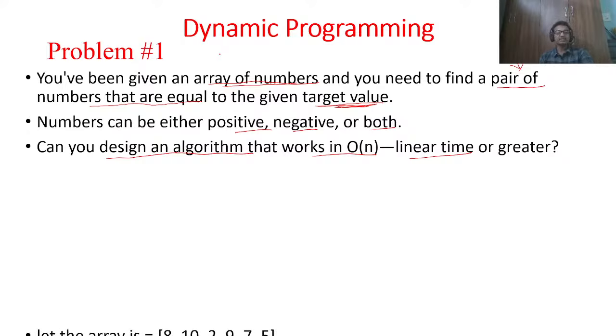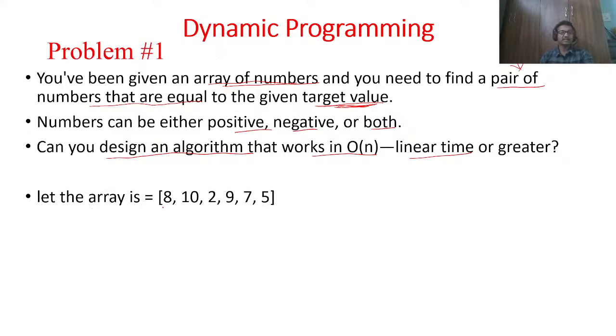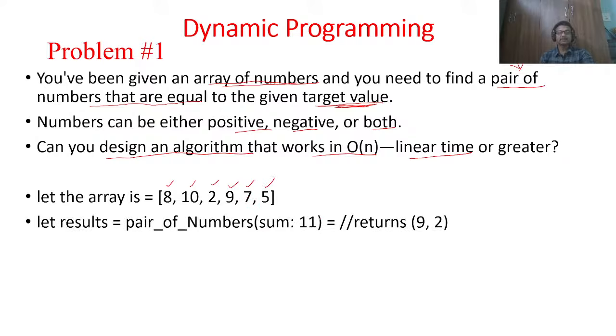For this, a simple example, let us take the array is given like this, with these numbers 8, 10, 2, 9, 7, and 5. Then the target value, the sum, is 11. Now you need to find a pair of numbers whose sum is equal to 11. This is the target value given. The sum of the pair values is equal to 11. From these numbers, we'll come up with this pair: 9 and 2 forms the pair whose sum is equal to the given target value.